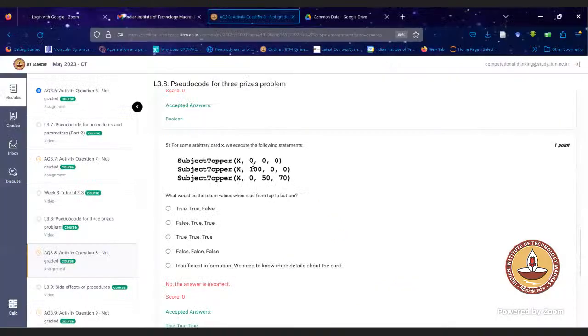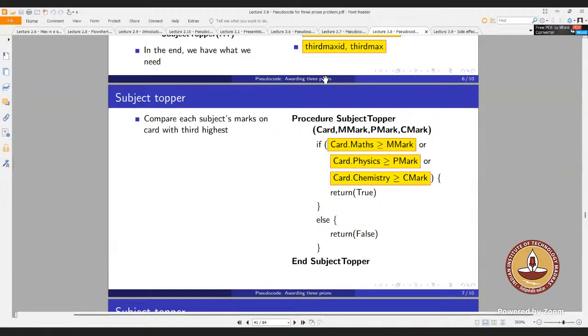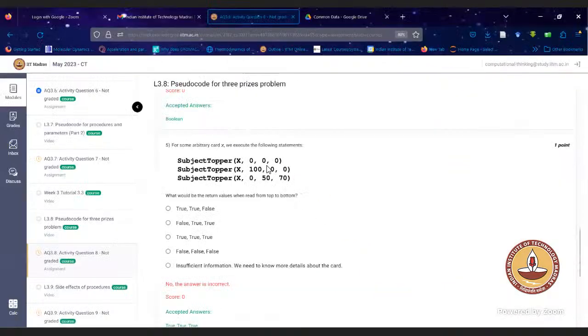Yeah. So essentially, we are providing the marks: the second highest or third highest marks are 0, 0, 0, or 100, 0, 0, or 0, 50, 70. And we are comparing with the card. We know that the minimum marks we can obtain is 0 or higher, right? So the condition there is greater than or equal to 0. Any one of the conditions will return true because you have zeros in it, right?